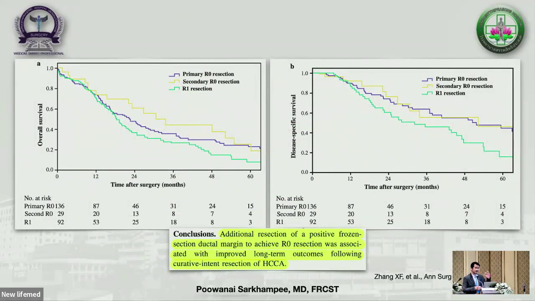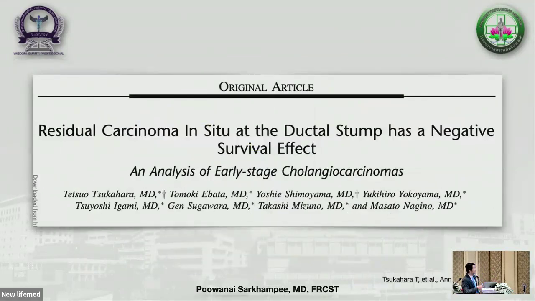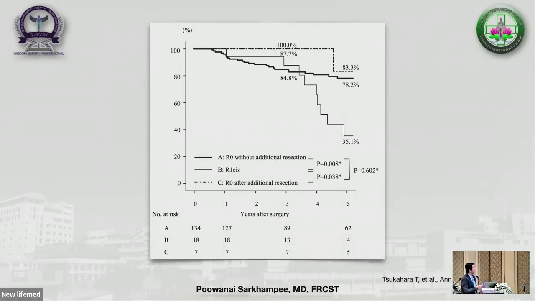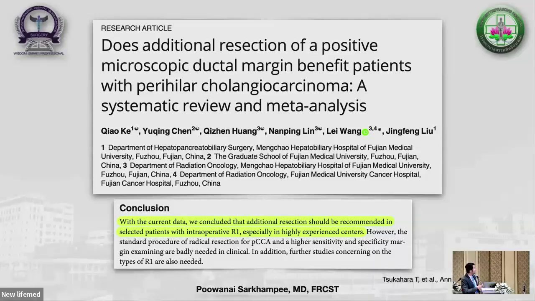When we look at a minority of the patients, this is the paper from Nagoya that I show you. For carcinoma in situ and high-grade dysplasia, when they did additional resection and achieved secondary R0, they found that it's a benefit. The result is good, comparable with R0 resection. And this is the meta-analysis. They found that there's heterogeneity of results, so they concluded that additional resection should be recommended in selected patients.